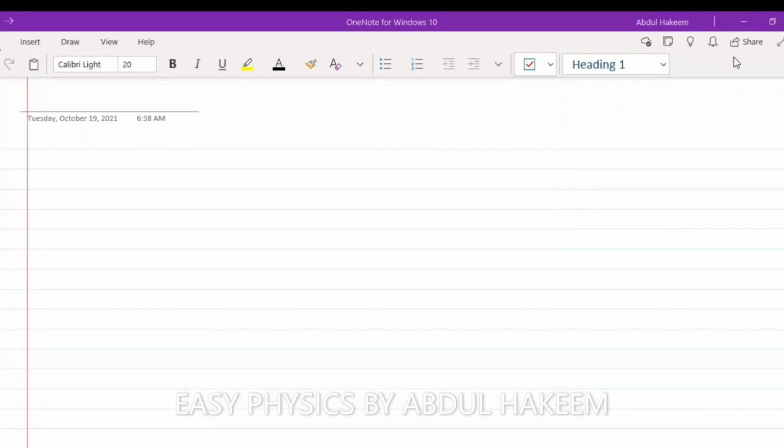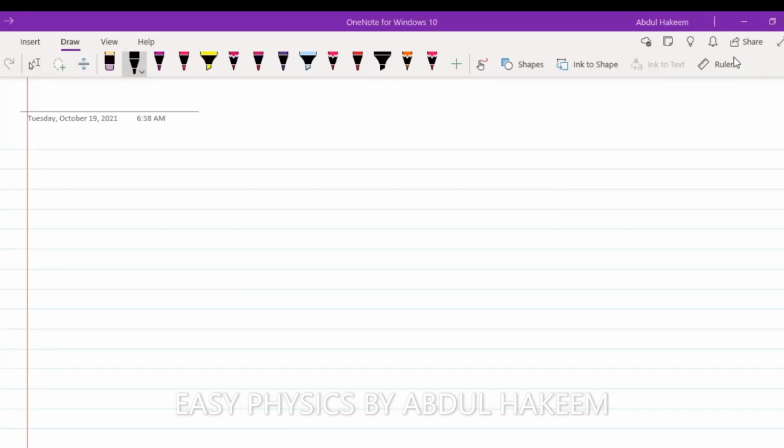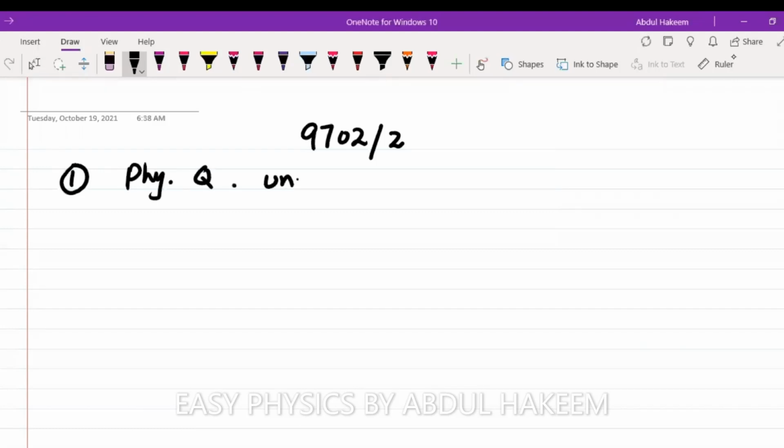Okay, revision for the paper 2. The paper 9702 and the paper 2, the revision for this. So the first chapter is the physical quantity, unit, and a vector.